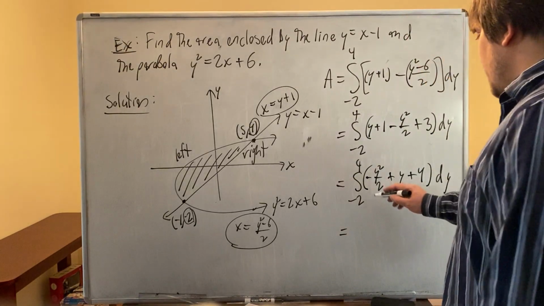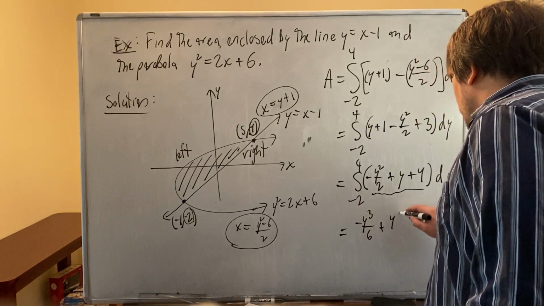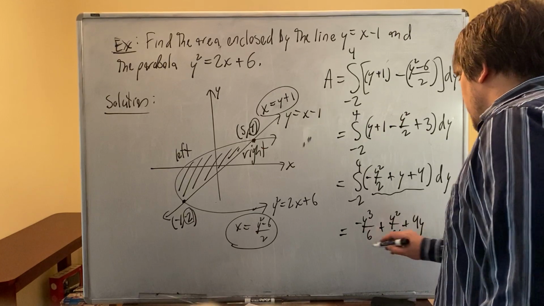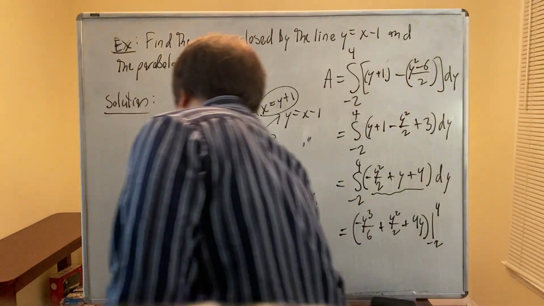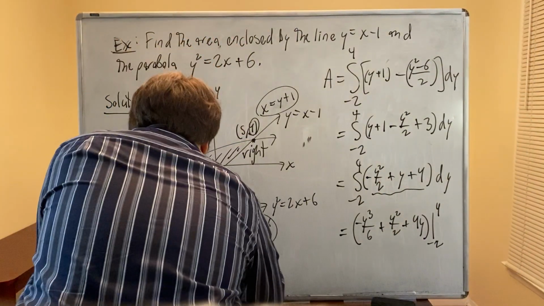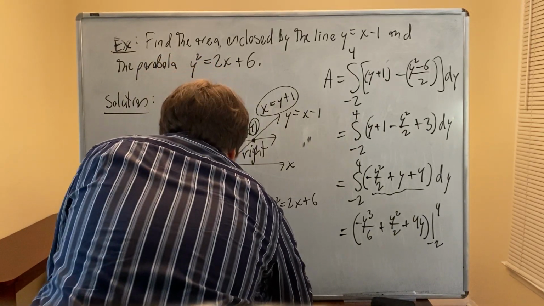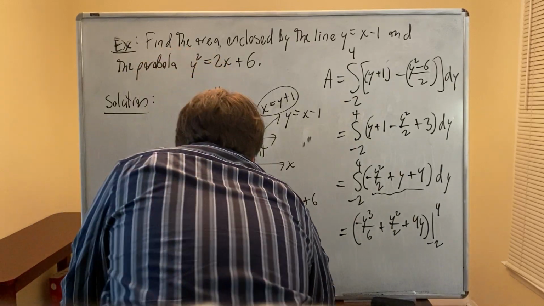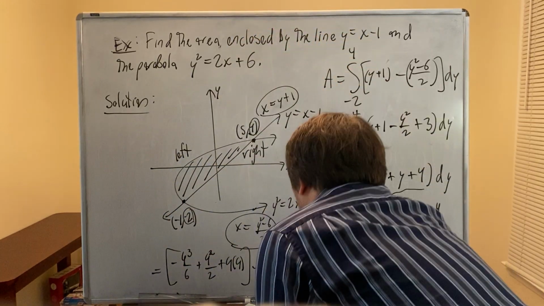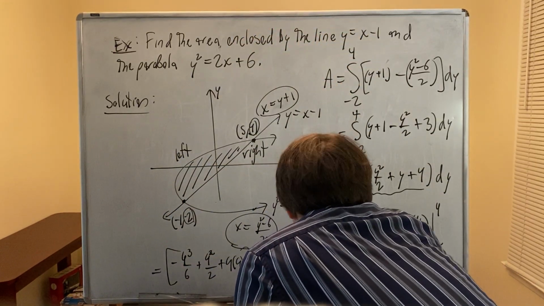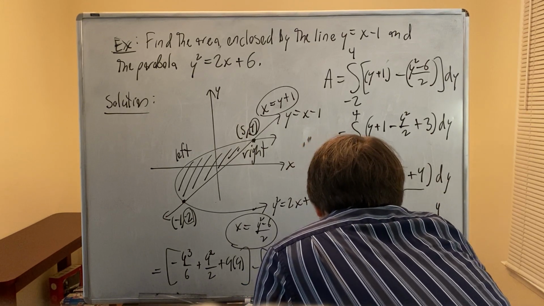And so then that's equal to an antiderivative of that function, which is negative y cubed over 6 plus y squared over 2 plus 4y, evaluated from negative 2 to 4. Then you plug in 4 and you get negative 4 cubed over 6 plus 4 squared over 2 plus 4 times 4, minus, plugging in negative 2, negative 2 cubed over 6 plus negative 2 squared over 2 plus 4 times negative 2.